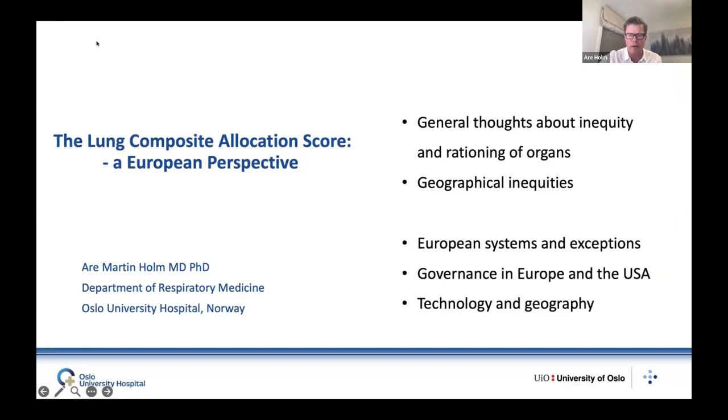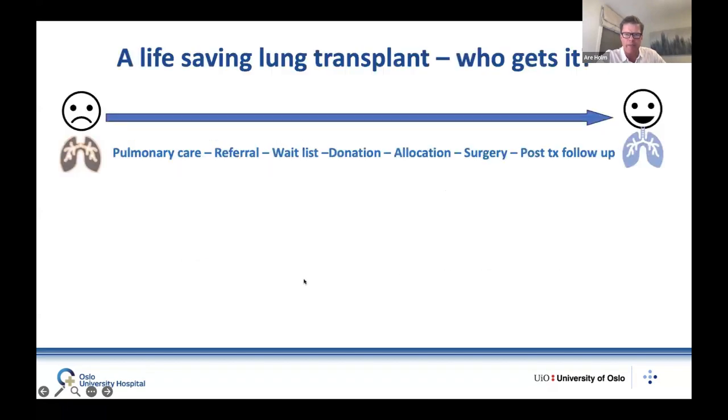Fairness is the opposite of inequity. So I want to start with some general thoughts about that, since we are dealing with a rationing of organs. And then specifically, I want to say a few general words about geography, similar to what Mariam did. After that, I will, as best as I can, say something about the European systems and how exceptions are treated in European systems. A few words about governance on this side and your side of the Atlantic. And finally, just a little note on changing technology and geography, what that might mean.